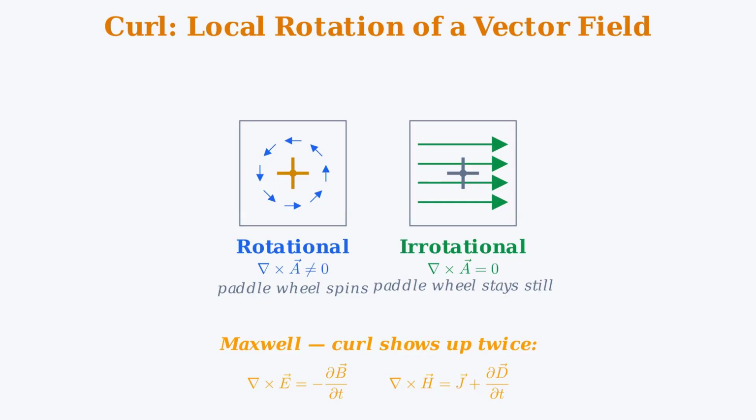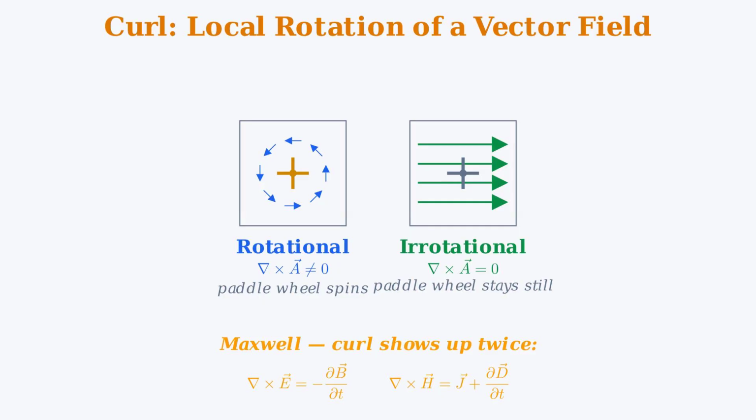Why do we care? Two reasons. First, in electromagnetics, the curl appears in two of Maxwell's equations. Nabla cross E equals minus partial B over partial t, and nabla cross H equals J plus partial D over partial t. Curl talks about how a changing magnetic field makes electric fields swirl, and how currents make magnetic fields swirl.